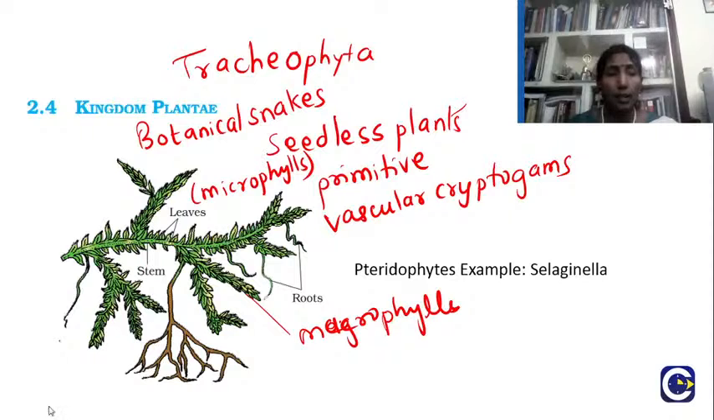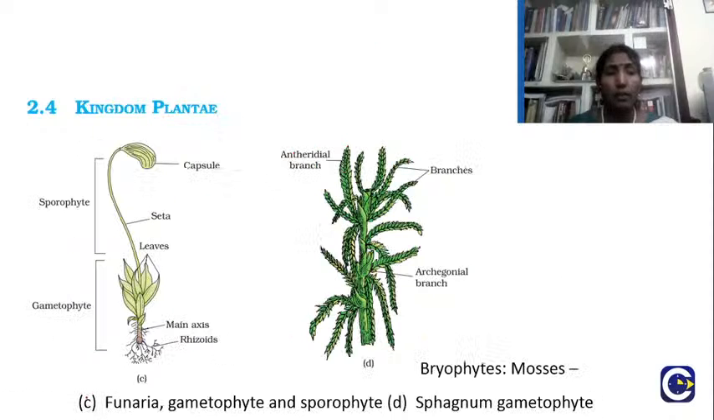Then we have Funaria. I said that it has a gametophyte and a sporophyte, like Sphagnum and all that. Here you see the gametophyte, which has the rhizoid and the main axis, and the leaves are there. Then there is the sporophyte with a seta, which will form what we call the capsule.